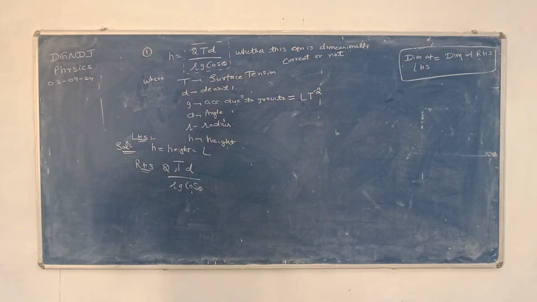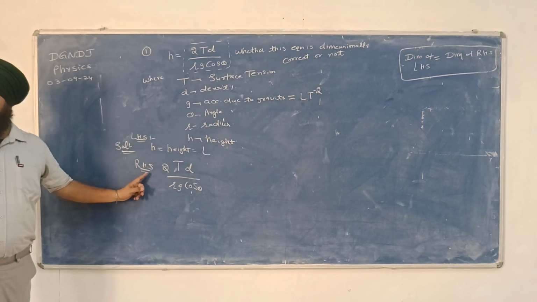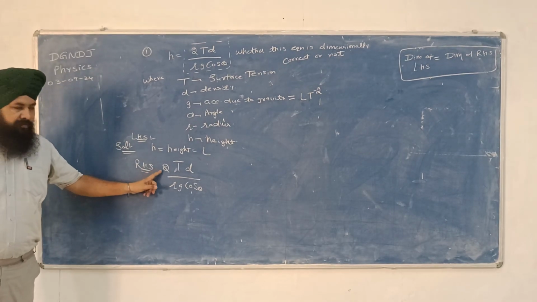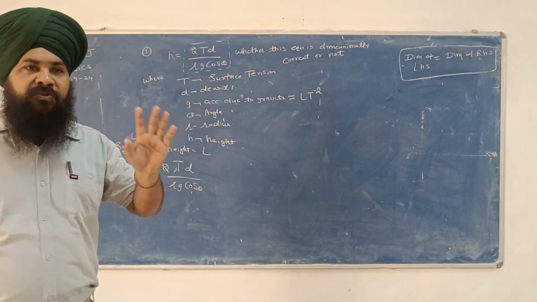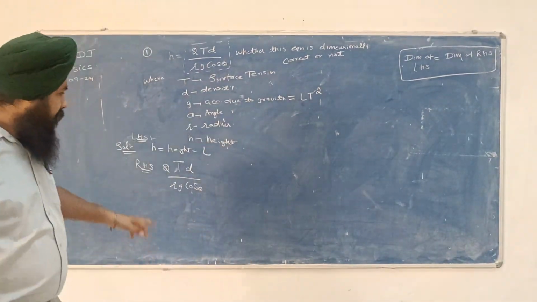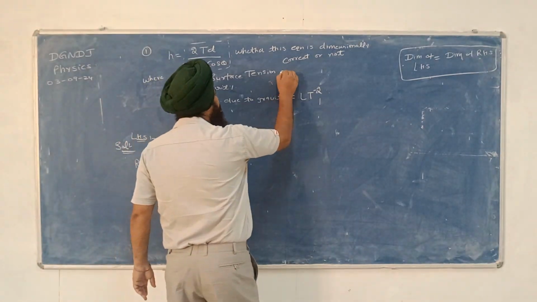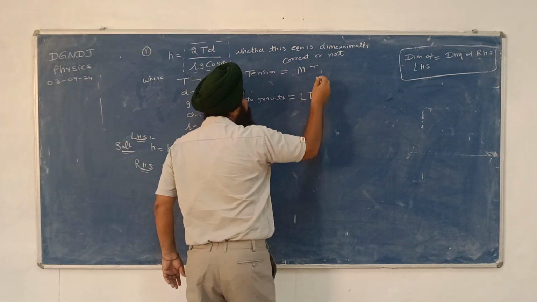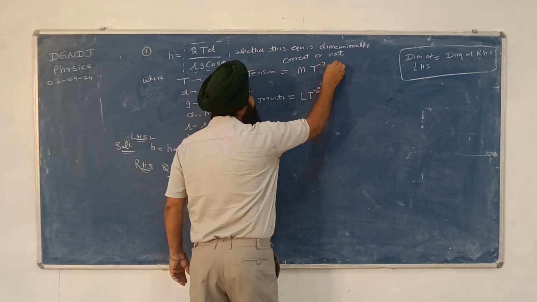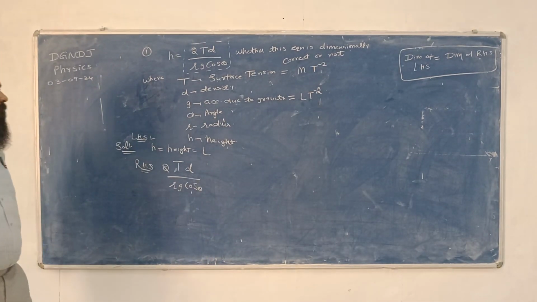Now see, again do it by parts. 2 is a constant. जो constant होता है उसको छोड़ दो, क्योंकि constant का dimensional formula नहीं होता है. What is T? What is the dimensional formula of surface tension? MT minus 2 is the dimensional formula for the surface tension.